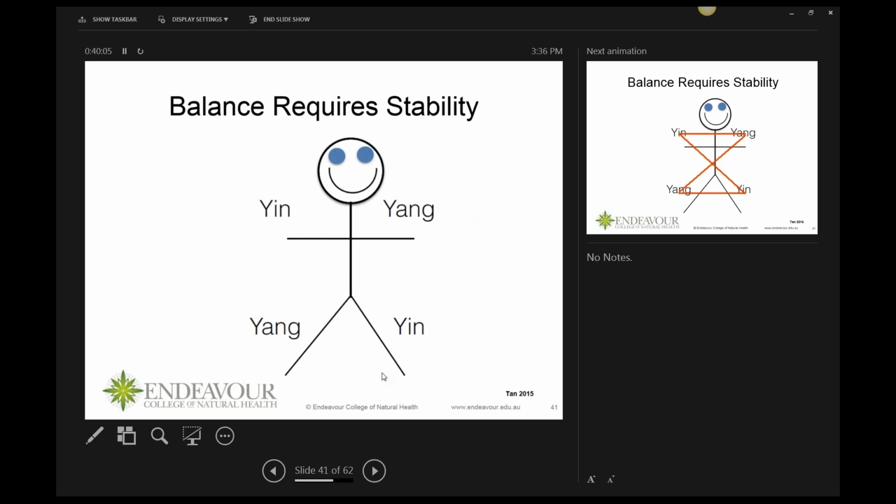So what's a stable structure? That's a stable structure. So the lines indicate where they balance. So the yin channels balance each other from the leg to the arm, and the arm channels balance each other from yin to yang, and the yang channels balance each other from arm to leg.